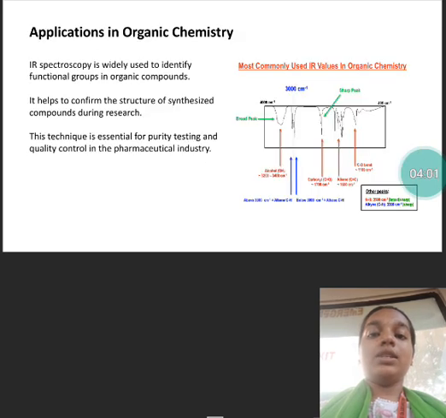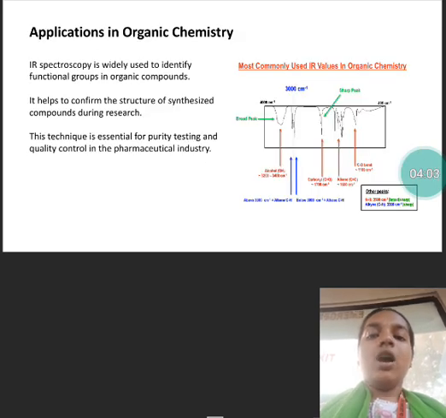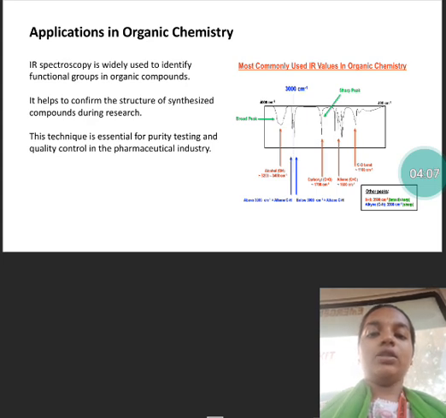Next slide. Applications in organic chemistry. IR spectroscopy is widely used to identify functional groups in organic compounds. It helps to confirm the structure of newly synthesized compounds during research. This technique is essential for purity testing and quality control in the pharmaceutical industry.